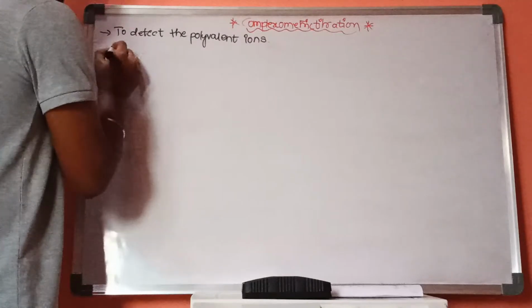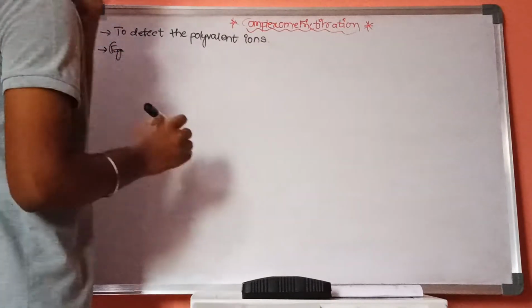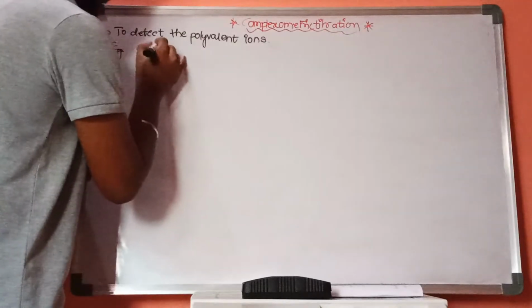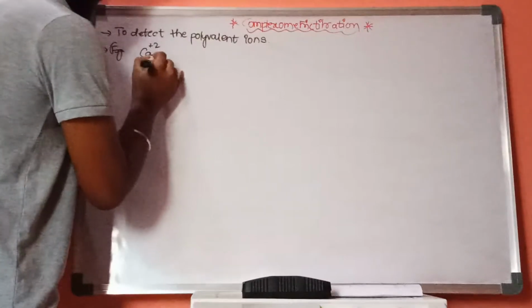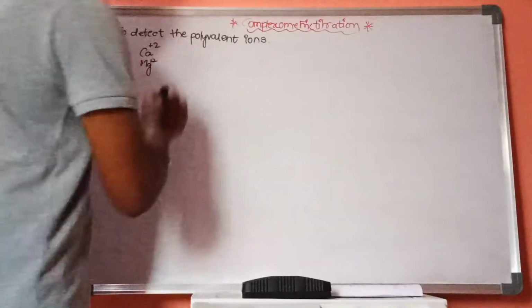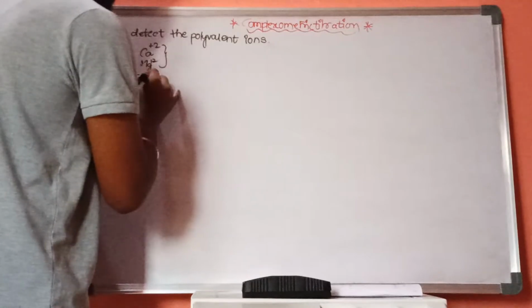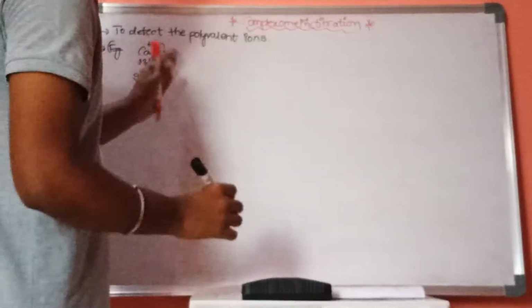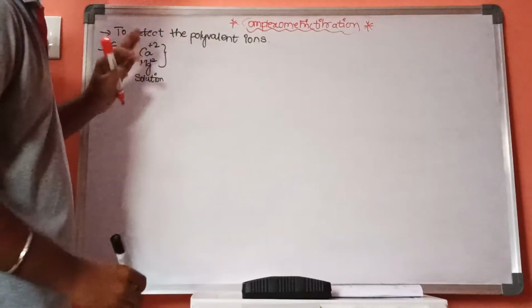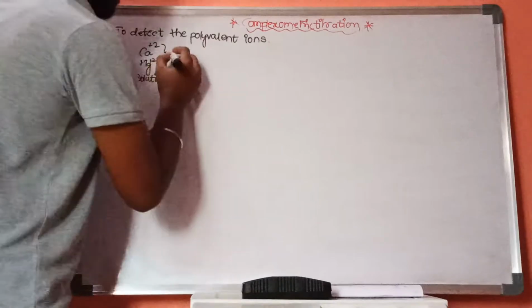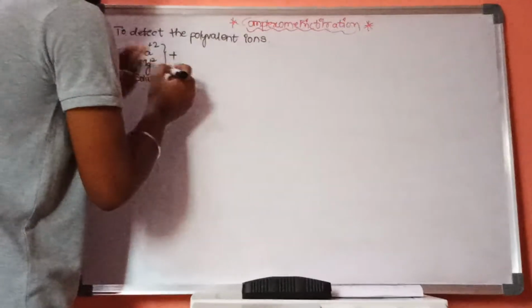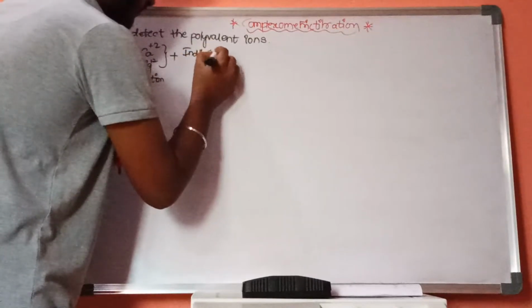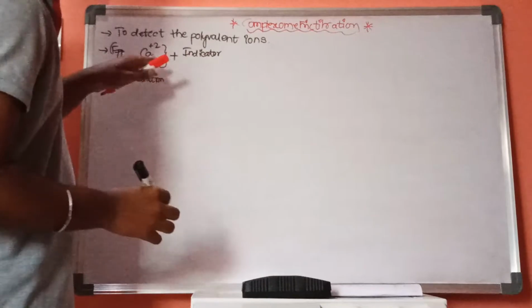Example. Consider a solution or analyte which contains calcium and magnesium ions in it. This is a sample which contains calcium ions and magnesium ions, and it is mixed with indicator. Indicator is used in this solution.